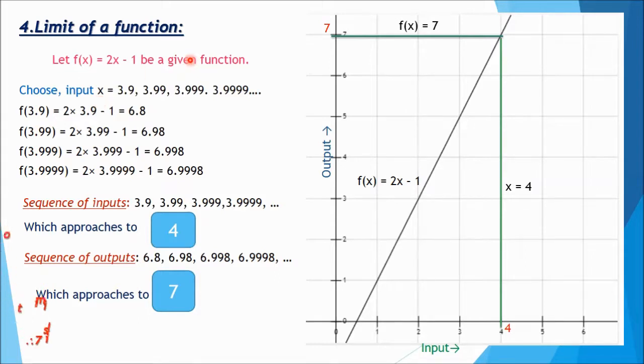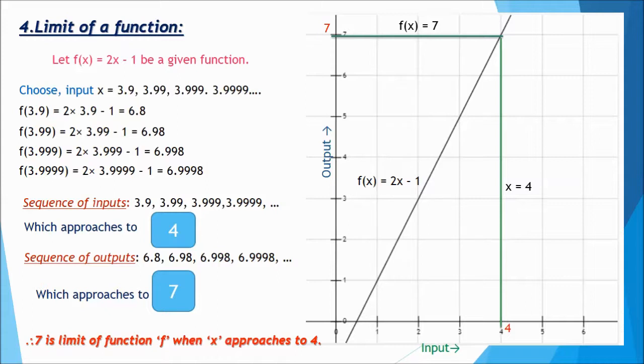Therefore, 7 is the limit of the function. Output is not exactly 7, it is approaching towards 7. And input is not exactly 4, it is approaching towards 4. When the input approaches towards 4, then the output approaches towards 7. So 7 is the limit of the function f when x approaches to 4.